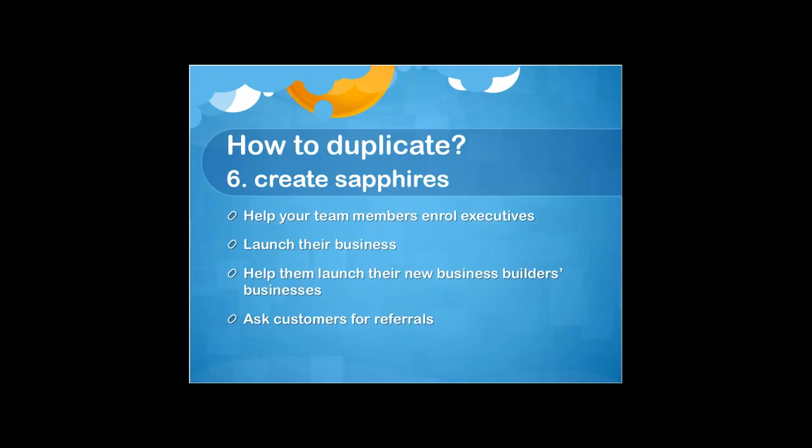So you enroll somebody, they launch. They enroll people from that launch. Some of them are business builders, then you launch their businesses as well. The other way that you're going to get to Sapphire and create Sapphires is to ask customers for referrals. So even the people who have joined your business, they are showing up as a distributor and helping you rank advance in the fact that they've bought a package. They can also become an executive just by thinking of a couple of other people they know who would love to try a package of products.